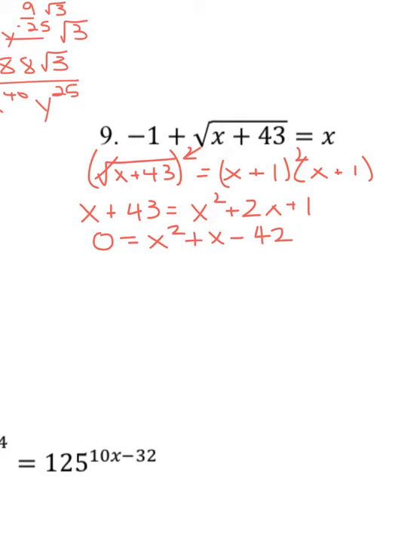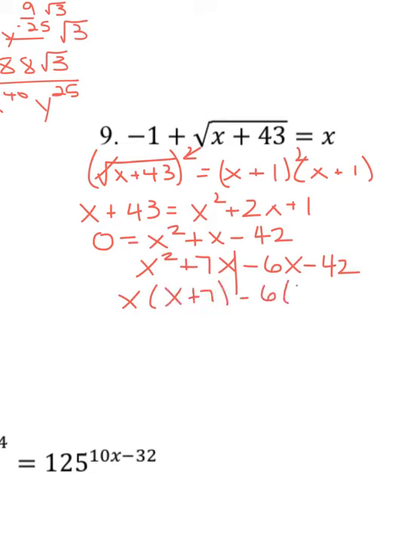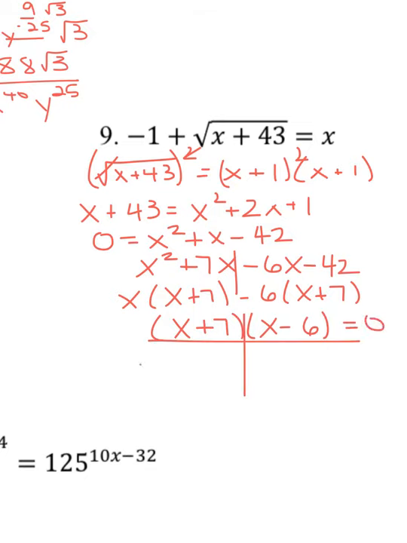All right, so two numbers that multiply to be negative 42 and add to be this positive 1 are positive 7x and negative 6x. Split it down the middle, x times x plus 7 minus 6 times x plus 7, which gives me x plus 7 times x minus 6. So my two possible answers, because this is equal to 0, are x equals negative 7 and x equals positive 6. I plug them both back in, and I see that x equals negative 7 gets rejected, so that's not my answer.